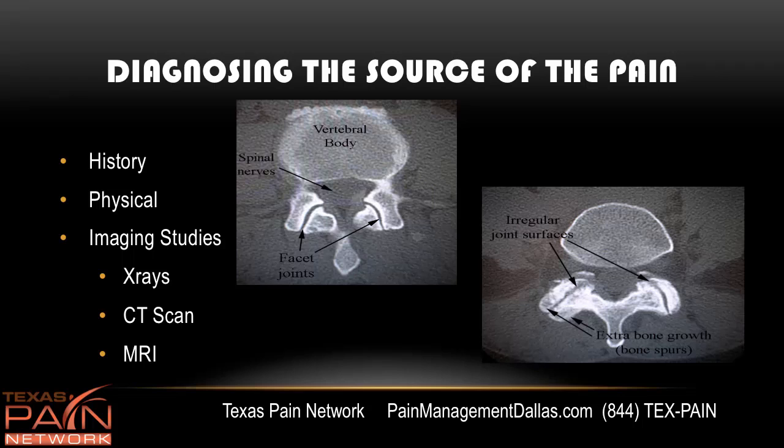Diagnosing the source of one's back pain may include a history, physical, and imaging studies, such as x-rays, CAT scan, MRI. Here's a normal CAT scan on the left, where you see a great looking joint space for the facets on the left and the right here. But when you get to the actual arthritic joint, you can barely see the joint space. It looks all ratty, with overgrowth of bone.